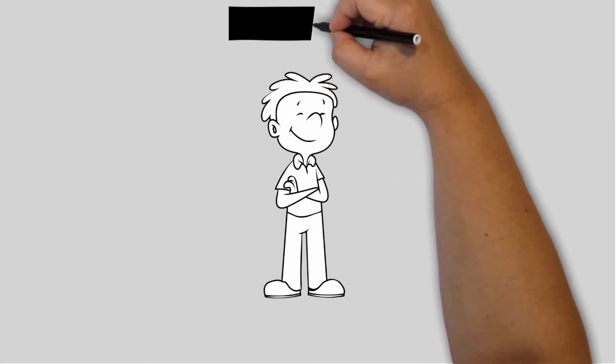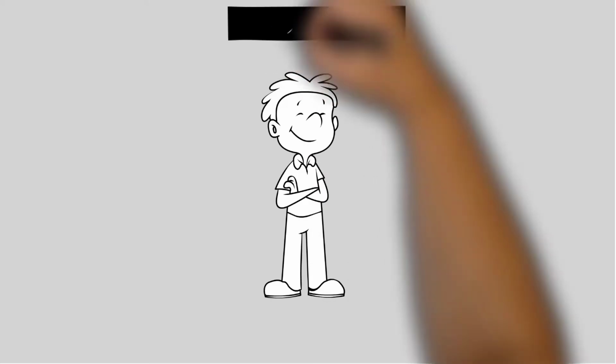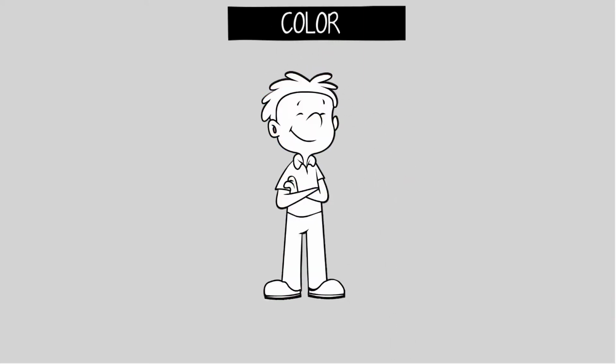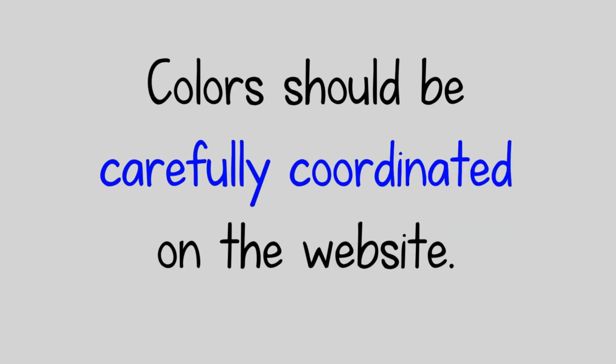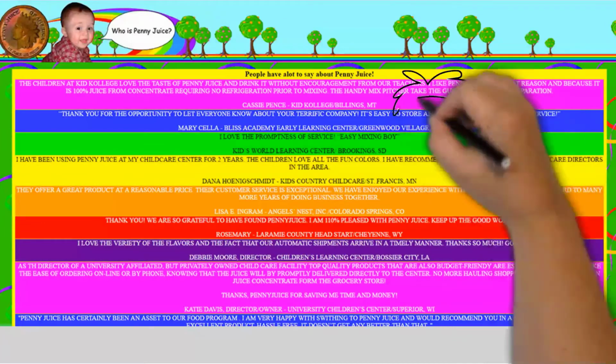Now let's look at the third element of the art of website design, the use of color. Colors should be carefully coordinated on the website. This example uses far too many colors that are far too bright. Nobody will want to read this.